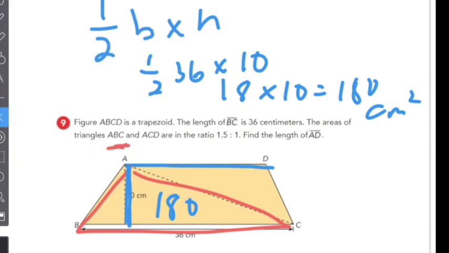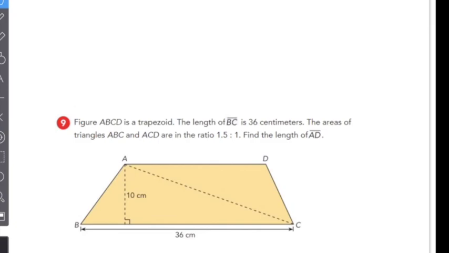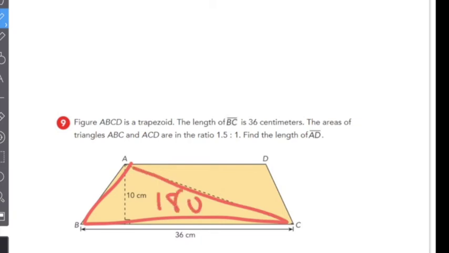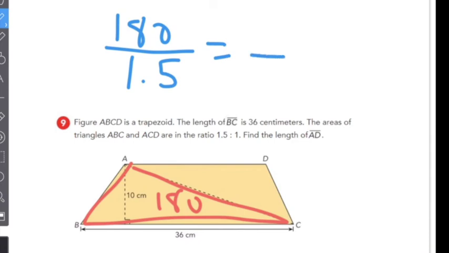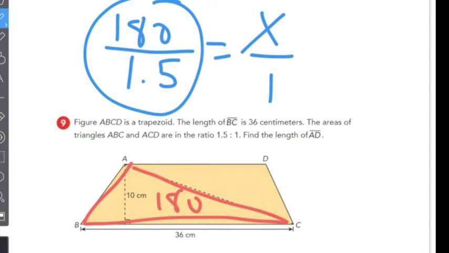Okay, so now I have to delete some of this. I had to erase that. So this triangle right here, ABC, the area is 180. The other triangle, I don't know what the area is going to be, but the ratio is 1.5 to 1. If we cross multiply, or really all you have to do is divide, 180 divided by 1.5 is 120. So the area for ADC is 120.